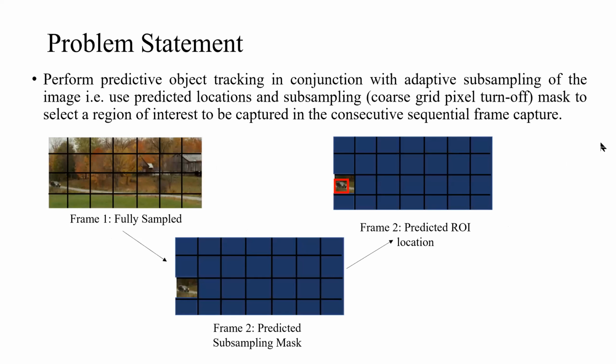So this is the problem statement that we're trying to address. As you can see in frame 1, the image sensor gets a fully sampled image. And then the predictive algorithm predicts where the object is going to be located in the next image frame, and it generates a sensor mask, or a predicted subsampling mask, and this gets sent to the image sensor.